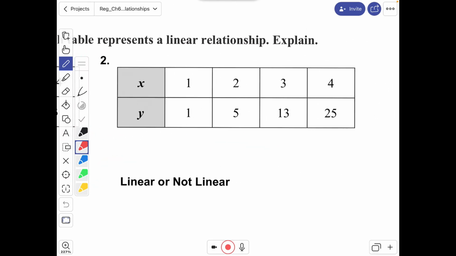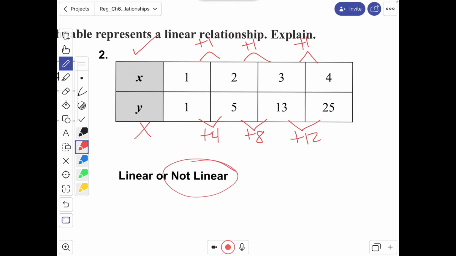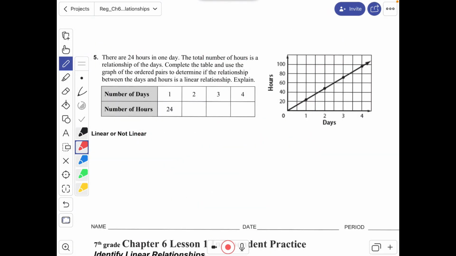Okay, let's look at example 2 here. Again, we check the x's. That increased by 1, and that one increased by 1, and that increased by 1. So the x's are all increasing by the same amount. The y, from 1 to 5, that increased by 4. But from 5 to 13, that's increasing by 8. And then from 13 to 25, that's increasing by 12. Those are not the same. So even though the x's are constant, the y's are not. So that's not linear.